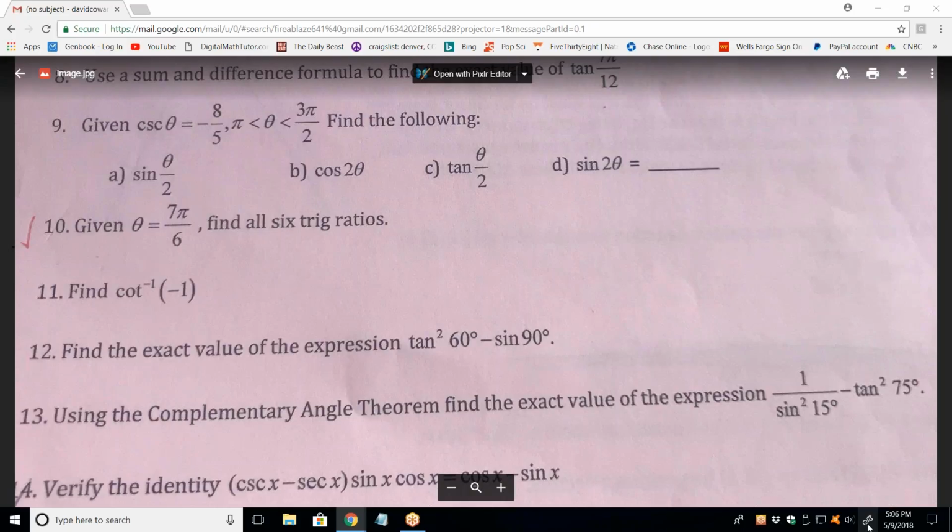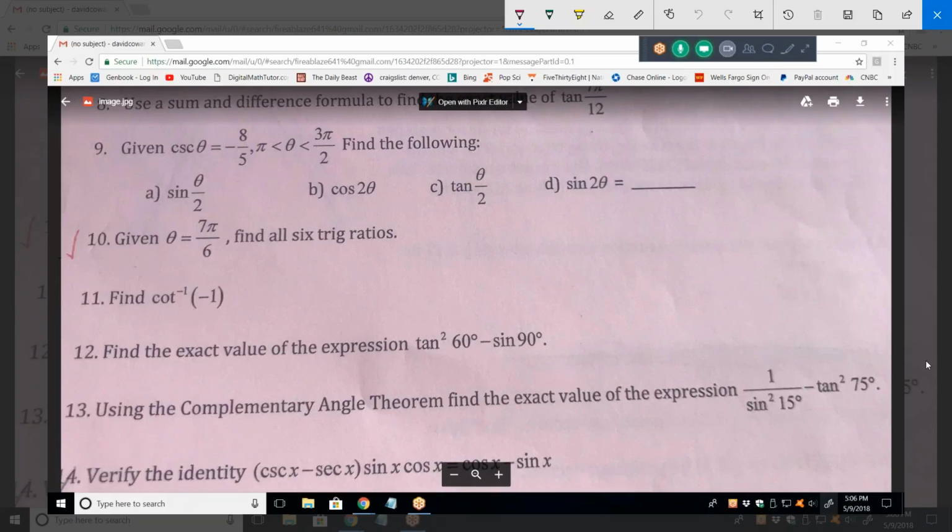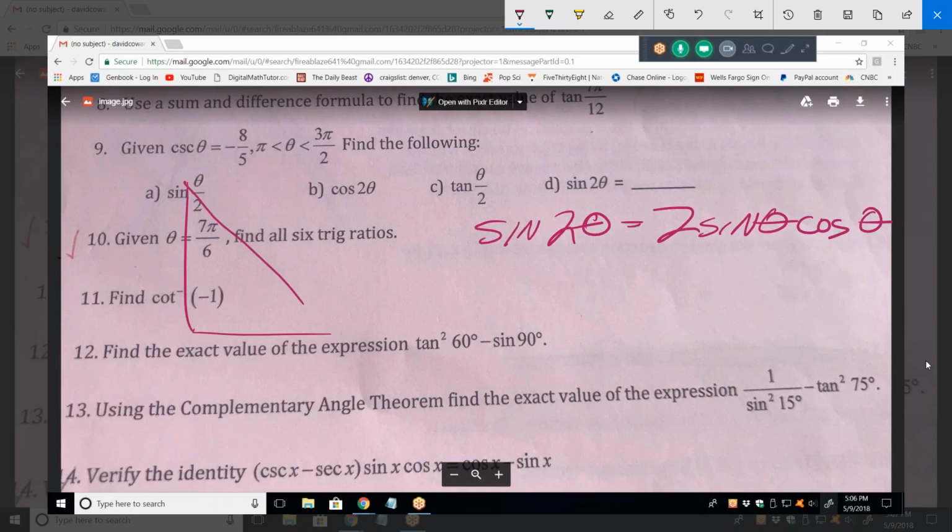Well, first thing we need is the identity. What is the sine of 2 theta equal to? Isn't it just 2 sine theta cosine theta? And if you'll remember, our triangle was 8, 5, I think it was root 39. Yep. So the sine of 2 theta, what's the sine of theta?